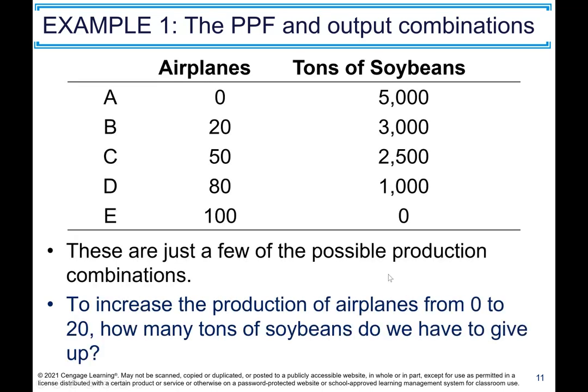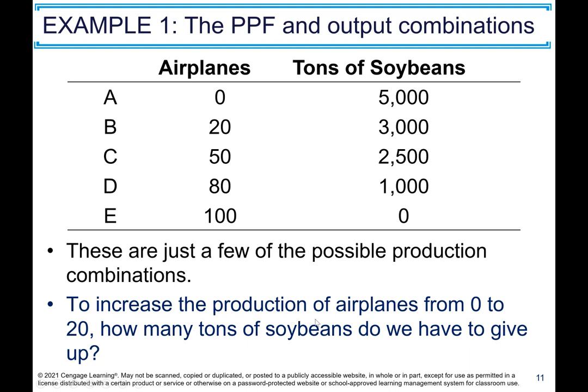Let's look at this in a schedule, in table form. Combination A, you're only producing soybeans and you can produce 5,000 but zero planes. Combination E, you're producing only planes but zero soybeans. Combinations B, C, and D, you are producing a combination of both airplanes and soybeans. So these are just a few of the possible production combinations.